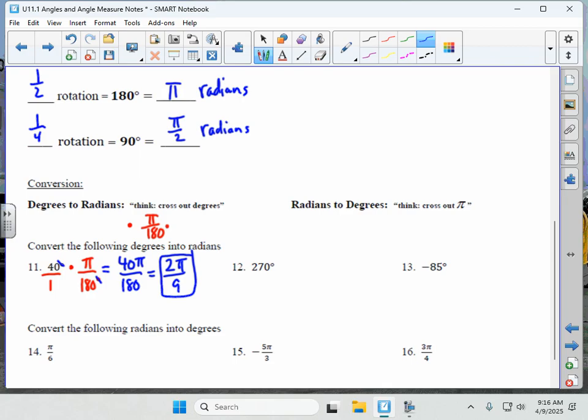All right, so 270 degrees. In radians, again, we're going to multiply by pi over 180. Again, those degree symbols cross out, multiplying across gives 270 pi over 180. Again, you're going to simplify this fraction down.